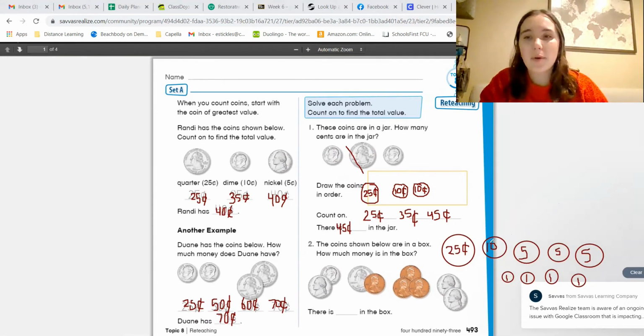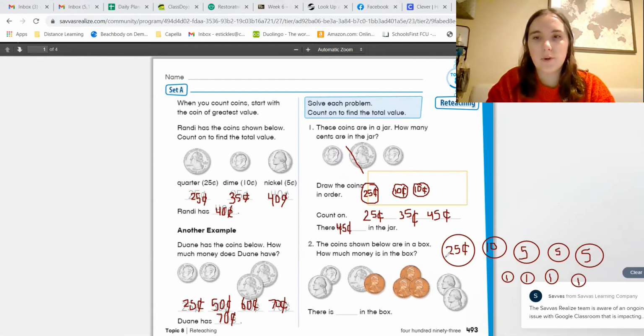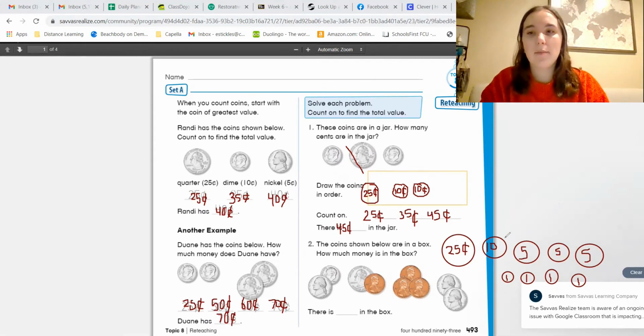Okay, I have my coins in order. I just drew them over here really quickly. I don't have my cent sign in all of them just because they were getting too small. So I have the quarter and then my dime and then my 3 nickels and then my 4 pennies. And that's all of my coins in order.